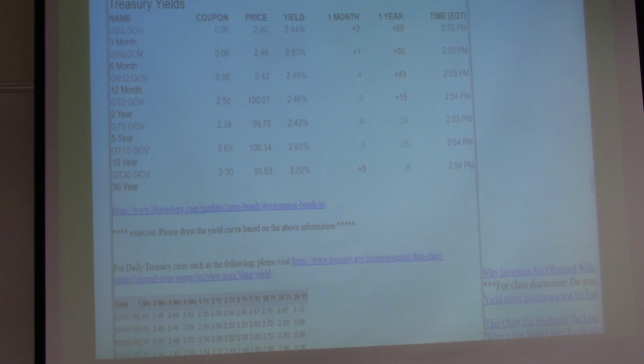But you don't pay $1,000 for them. You pay less than $1,000, and there's no coupon. But you get $1,000 back. You lend them less than 1,000, but you get $1,000, to make sure you're making some return.